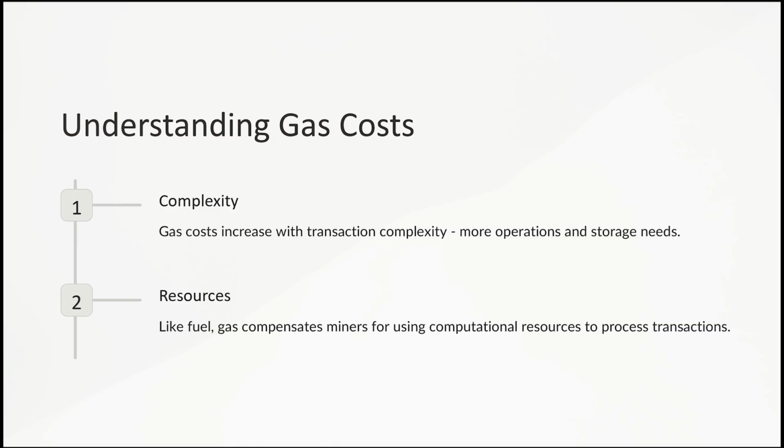To understand how gas costs are determined, not to be confused with gas prices, first is the complexity of the transaction. More operations and storage needs increases costs, though these are fixed per operation. Second is resources. Gas compensates miners for using computation resources to process transactions.